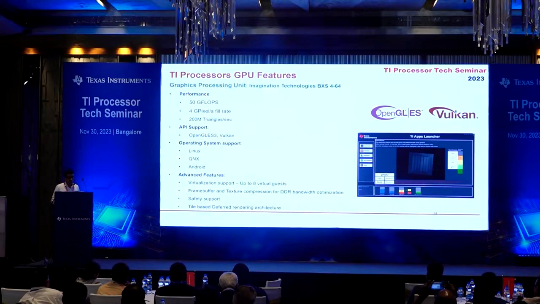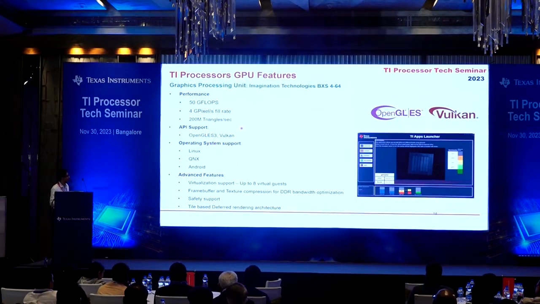Coming to the GPU, we support the BXS 464 GPU. So here 64 is the number of cores, and it supports 50 gigaflops with very good processing rate. And we support OpenGL ES2, Vulkan is also there. And as I said, we are moving to an upstream strategy, so very soon we will have all the middleware stuff also going to upstream with Gallium support. We support multiple operating systems like Linux, QNX, Android, and there are advanced features like you can have up to 8 virtual guests. There is frame buffer compression that is here.